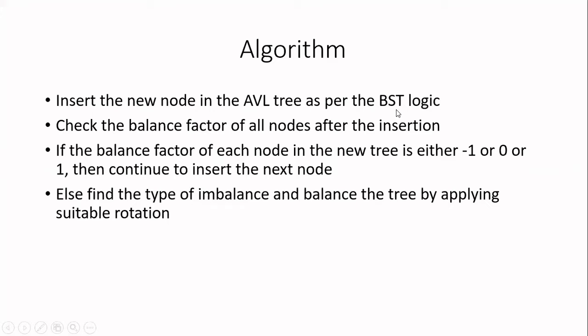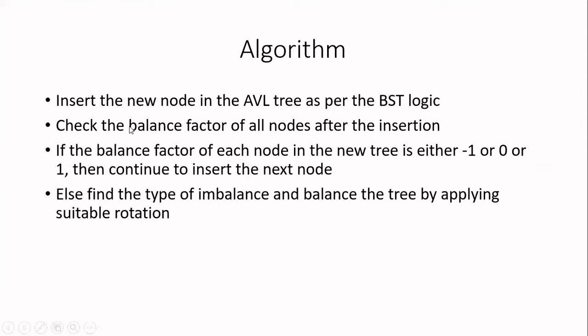search tree. That is, if a node is having lower value than the root node, it will be inserted in the left subtree. If it is having value higher than the root node, it will be inserted in the right subtree. That is the BST logic. BST is nothing but binary search tree.